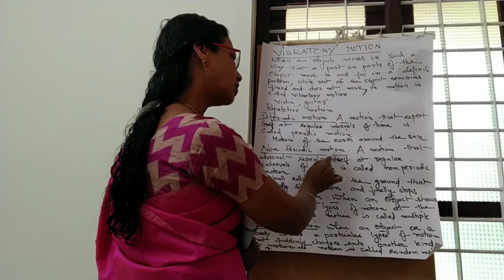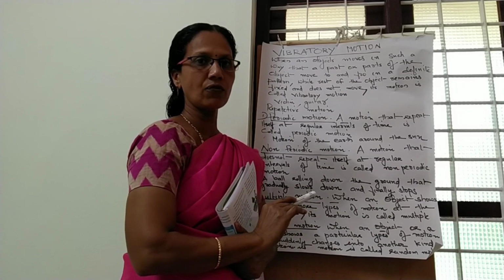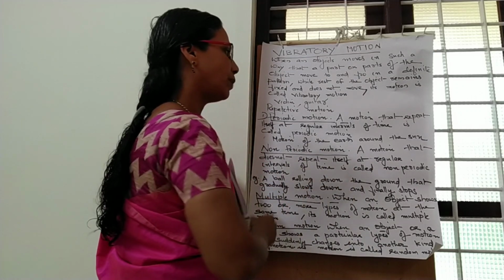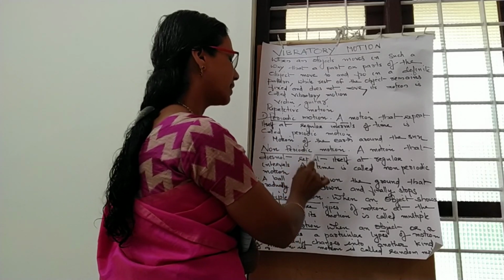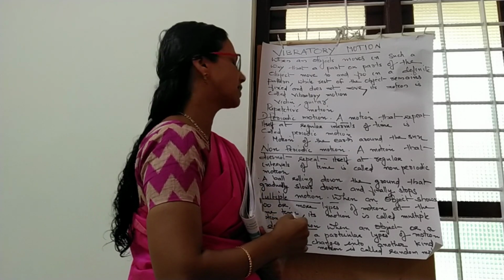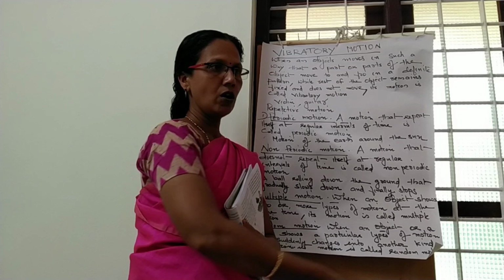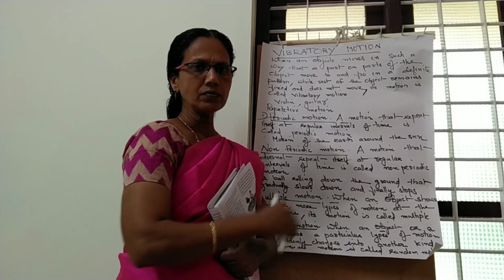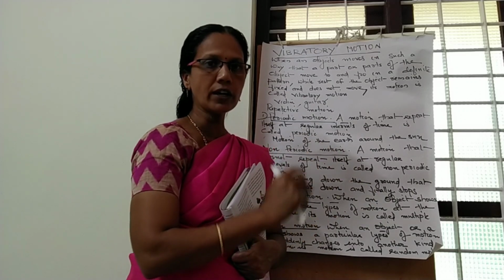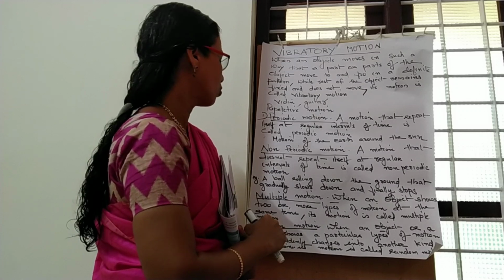The next one is non-periodic motion. A motion that does not repeat itself after regular intervals of time is called a non-periodic motion. For example, a ball rolling on the ground. It gradually slows down, finally stops, and does not repeat. That type of motion is called non-periodic motion.